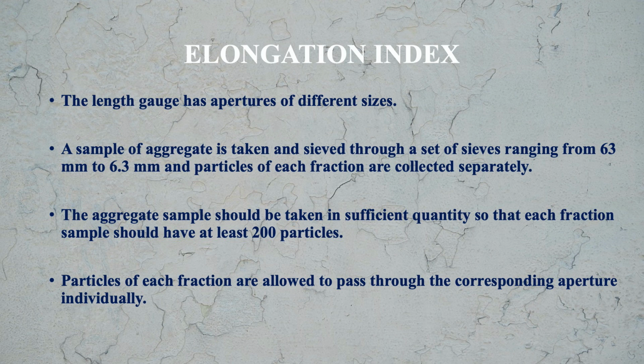Now the aggregate sample should be taken in sufficient quantity so that each fraction sample has at least 200 particles. This precaution we described in the case of flakiness index also. Similarly, the particles of each fraction are allowed to pass through the corresponding aperture individually. Here also we will be picking the particles individually and we will try to pass them through the corresponding aperture.